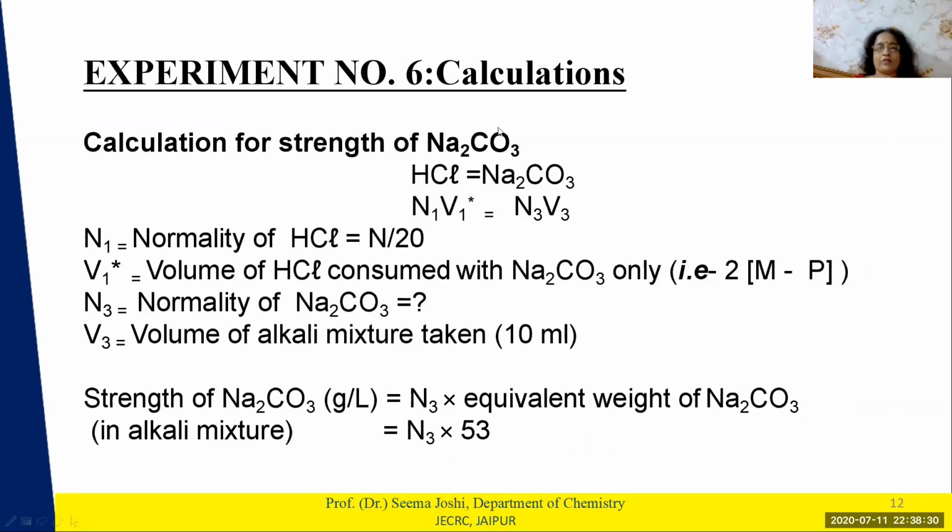This is the formula for calculating concentration of sodium carbonate. Again, we are using the normality equation, N1V1 = N3V3. Here N1 denotes normality of HCl, that is N/20. V1 star denotes volume of HCl consumed with sodium carbonate only. And the formula for this is 2M minus P. By using the concordant readings for phenolphthalein endpoint as 4.0 and methyl orange endpoint as 5.0, it comes out to be 2 milliliters.